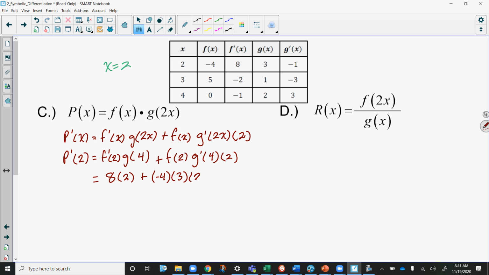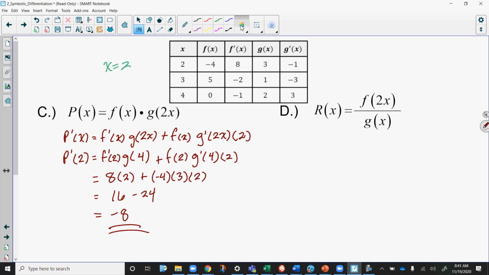And multiplied by 2. So 16, and that's going to give me negative 12 by 2 would be a negative 24. So 16 minus 24, negative 8. There we go.